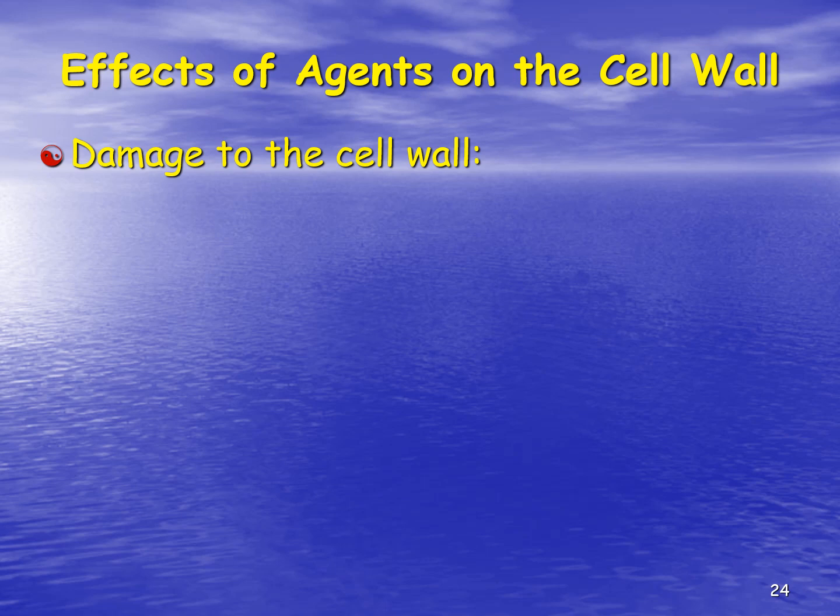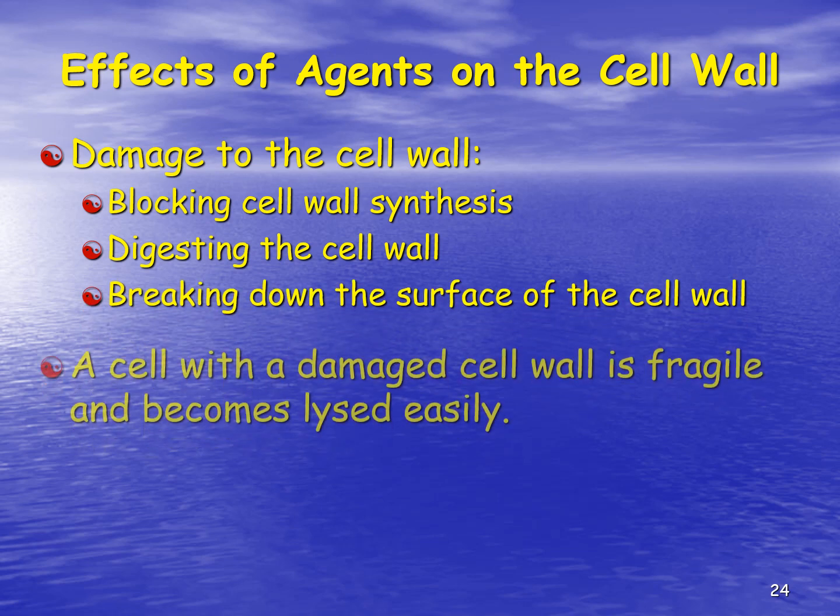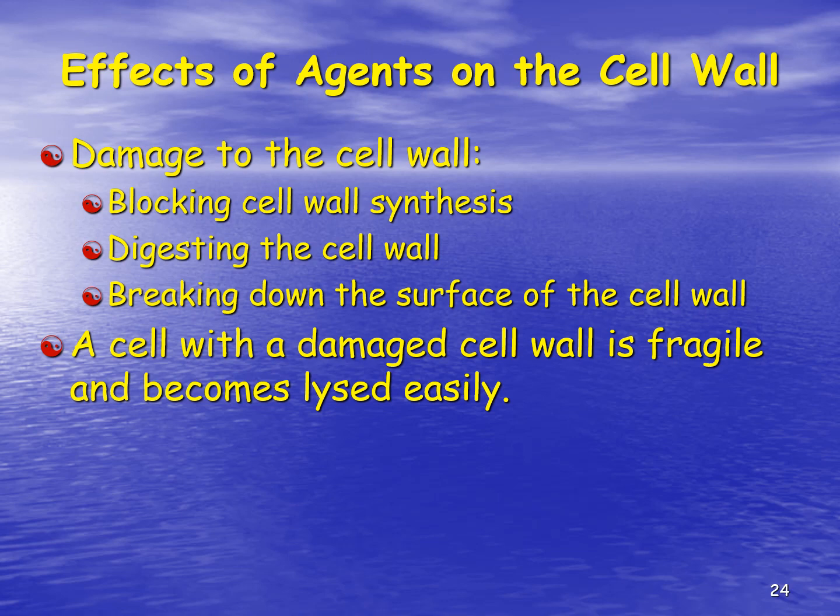One, they could break it down completely and break down the peptidoglycan. If we lose the cell wall, the cell is going to lyse. Or it may actually just stop repair of the cell wall, and eventually the cell wall will degrade and again cause lysis of the cell. So we can block cell wall synthesis, or we can actually digest the cell wall itself. Breaking down the surface of the cell wall will then cause the cell to become lysed very easily because, again, of the high osmotic internal pressure of bacteria.